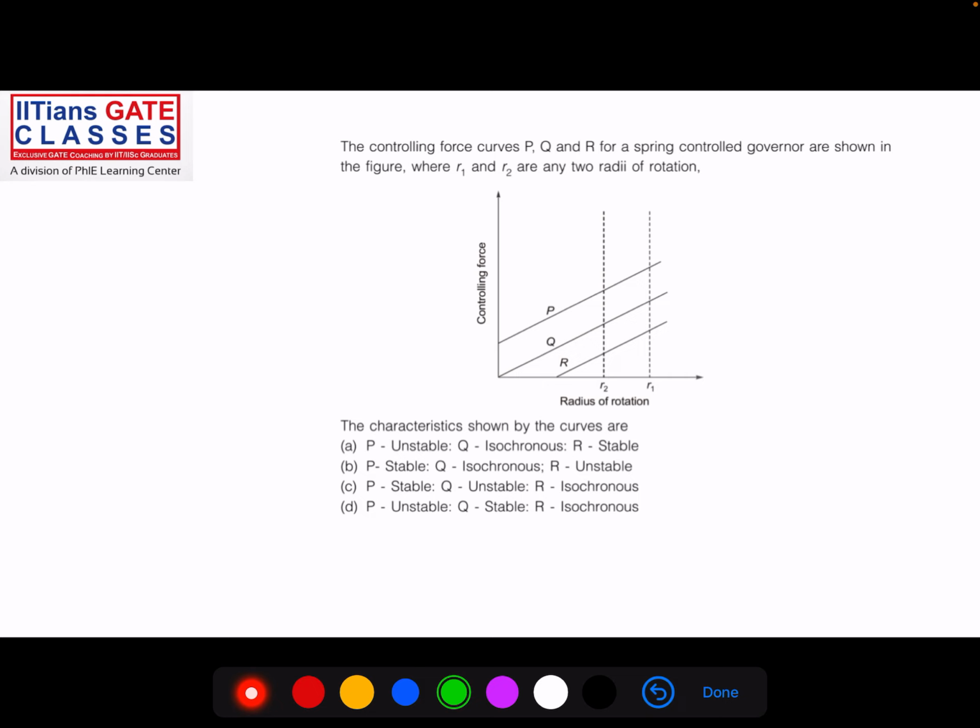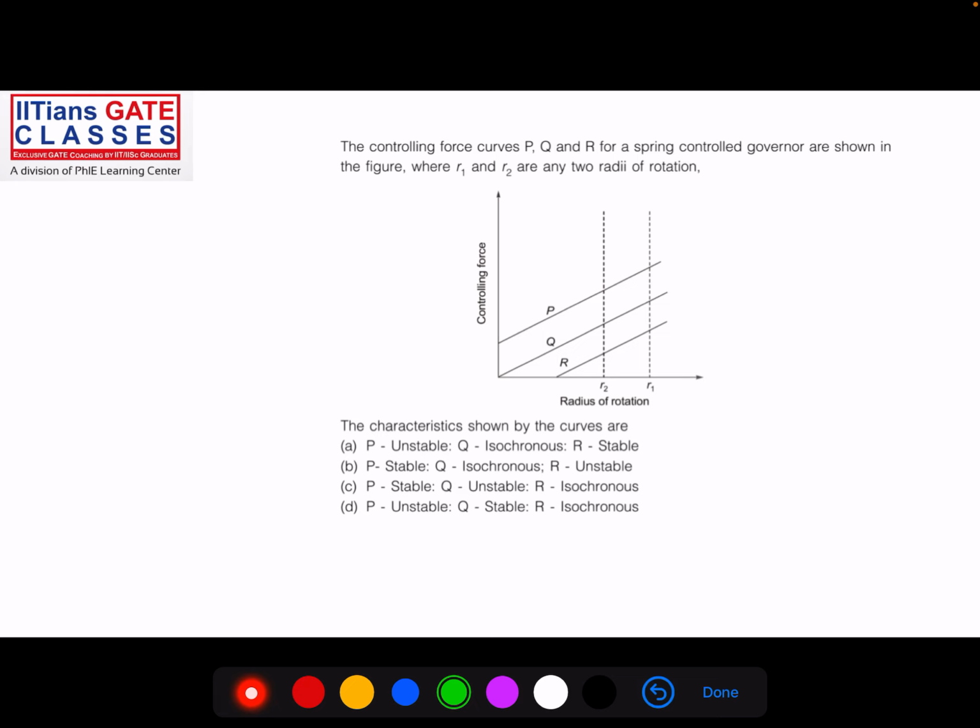This is a question from governor, right? This is the first time that a question has been asked from governor. So the stability of the governor has been asked. These are the controlling force diagrams. On the y-axis it is controlling force, on the x-axis it is radius of rotation. So basically these straight lines are for a spring control governor.